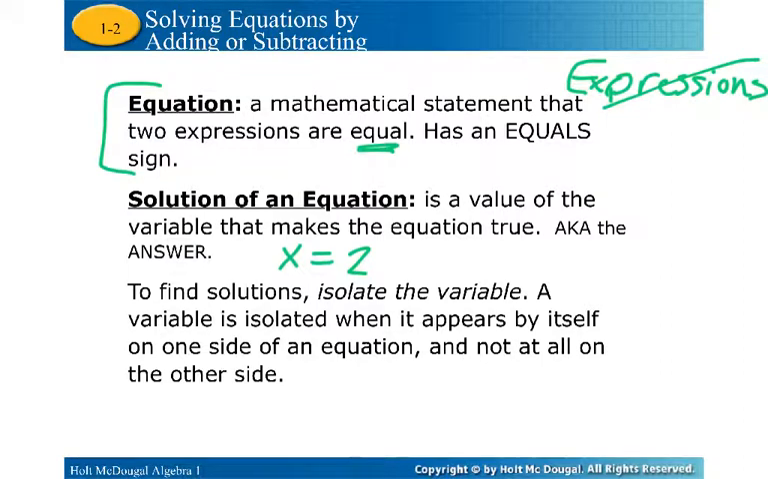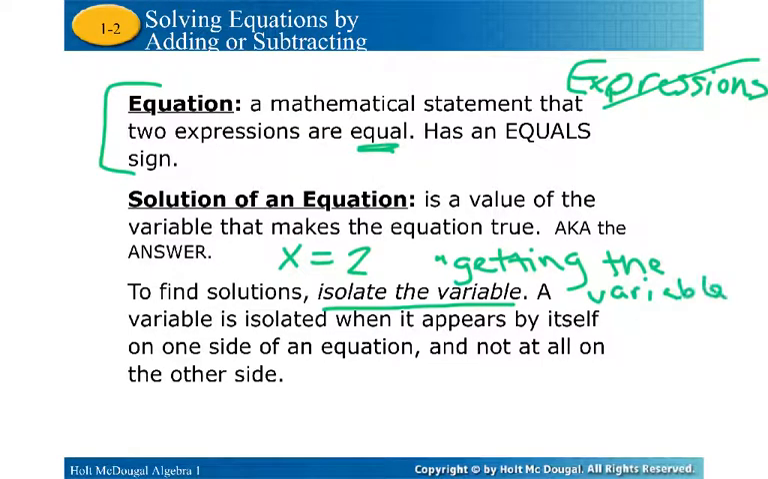To find solutions, you need to isolate the variable, so we're going to talk a lot about isolating the variable, or getting the variable alone. We're also going to be talking about, conversely, what is preventing that variable from being alone on the side of the equals. A variable is isolated when it appears by itself on one side of an equation and not at all on the other side. If you look at what we're talking about here, we've got an x on one side of this equation and then a 2 on the other. Once it's all by itself, we have now fully isolated it and we have an answer.